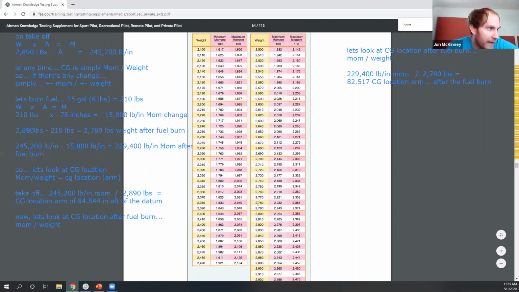Here's our weight, 2780. I wonder if I can highlight this. I don't think it'll screw us up.